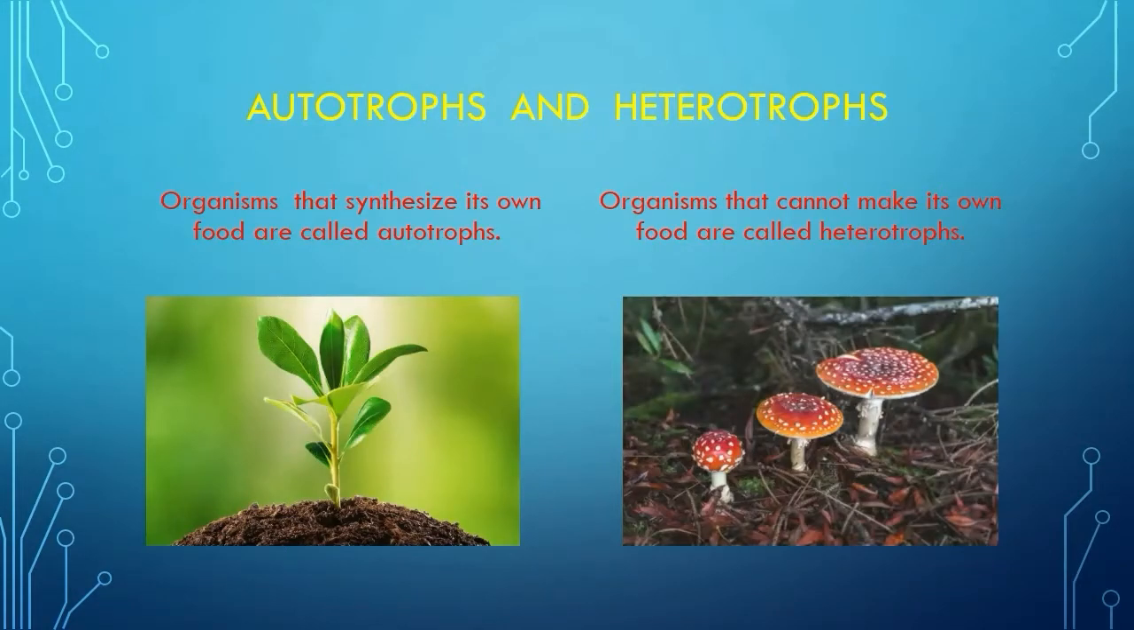We have seen about autotrophic nutrition and heterotrophic nutrition. Now let us see about autotrophs and heterotrophs. What are autotrophs? Organisms that synthesize its own food are called autotrophs. For example, I have given a picture of a green plant. Heterotrophs. Organisms that cannot make its own food are called heterotrophs. For example, fungi.